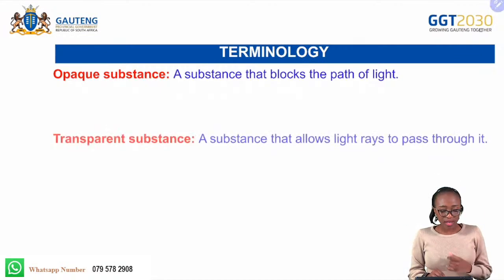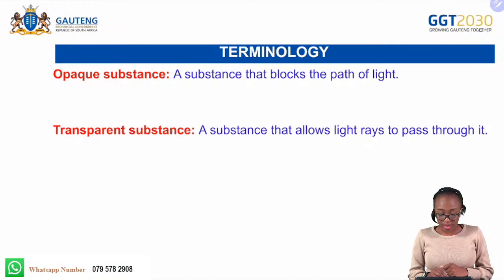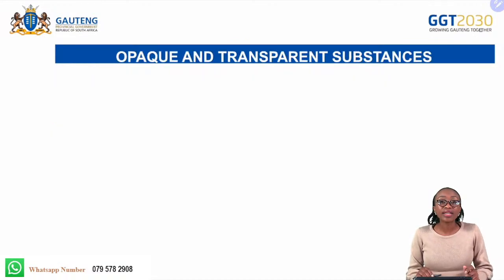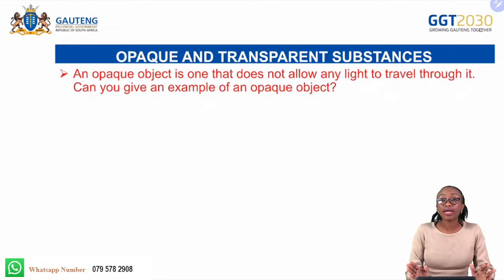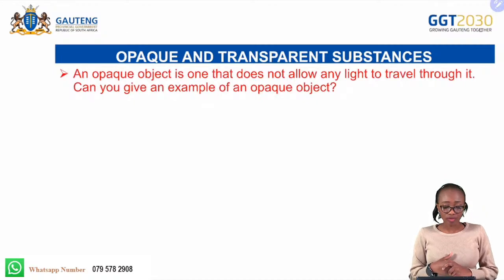And then what is a transparent substance? A transparent substance is a substance that allows light rays to pass through it. So these two are actually opposite. One blocks the path of light, and one allows light rays to pass through it. So now we know that opaque and transparent substances are opposites. Now let's begin our lesson. Let's learn more about these opaque and transparent substances. So an opaque object, as we have defined in our terminology, is an object that does not allow any light to travel through it.